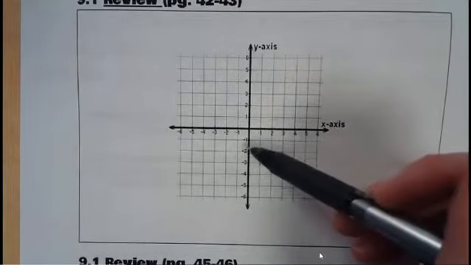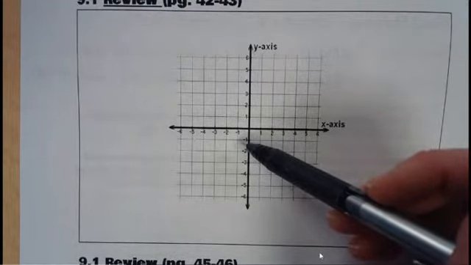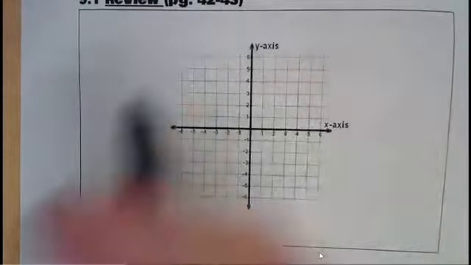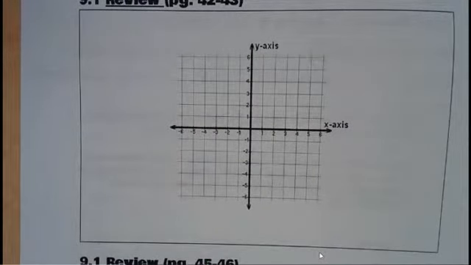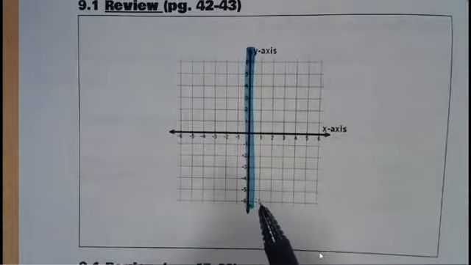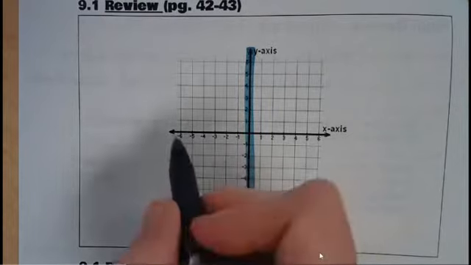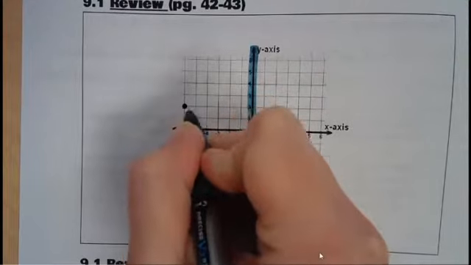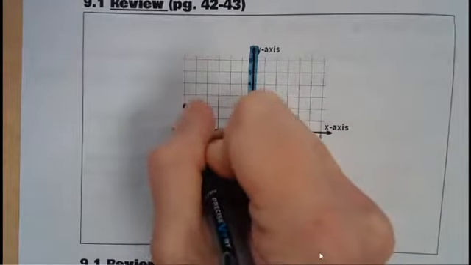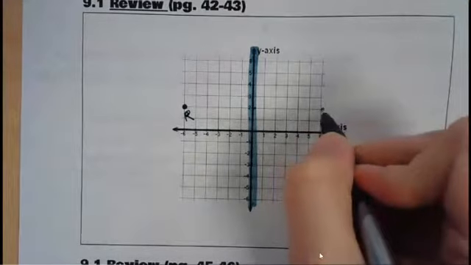If you look at number 4, points R and S are reflections of each other about the y-axis. So we're going to be reflecting across the y-axis. For A, we have (-6, 2) right here, and that would be point R. And then across the y-axis, we would be at the coordinates of (6, 2).